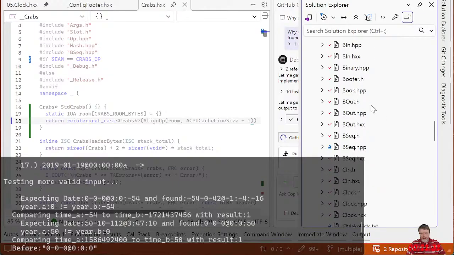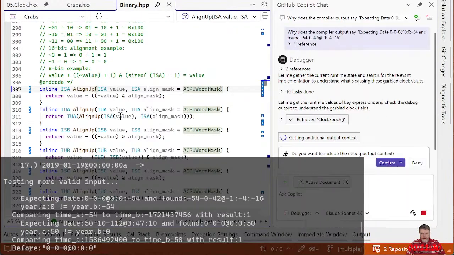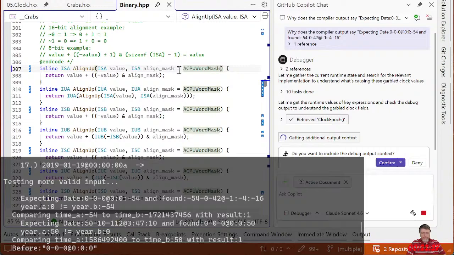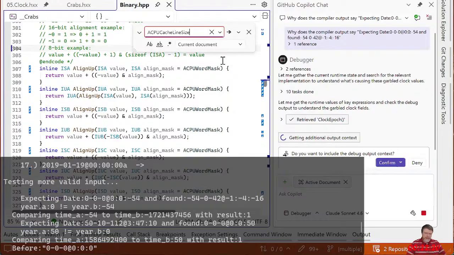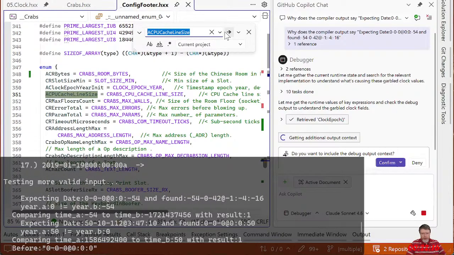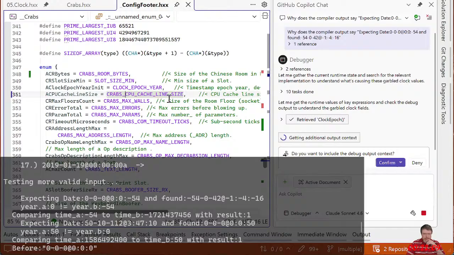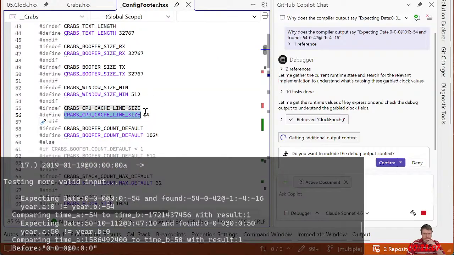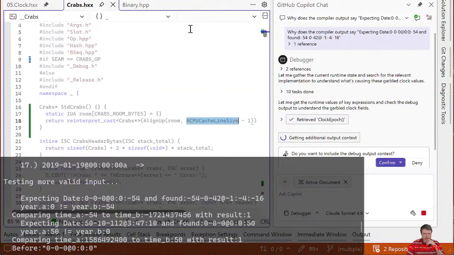Just go look in binary. See if this actually worked. A CPU word align mask. Okay. And then the cache line size is, damn it. I hate how the thing keeps, I just want to manually open up the windows, and I really don't like how it keeps automatically closing the windows on me. Cache line size is supposed to be 64, so it says 64, right? Okay, that's all I need. Right there, cache line size, -1.